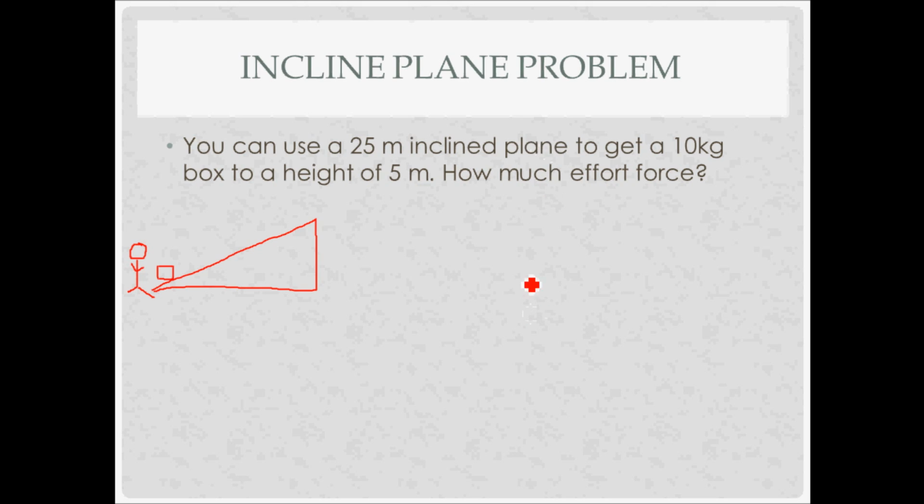So, think about it this way. We need to know our FE. We need to know all the variables for this equation, so FEDE, FRDR. And sometimes you'll see me write the little letters lowercase, means the same thing. Alright? So draw on your picture the information that you have. So you can use a 25-meter inclined plane to get a 10-kilogram box to a height of 5 meters.